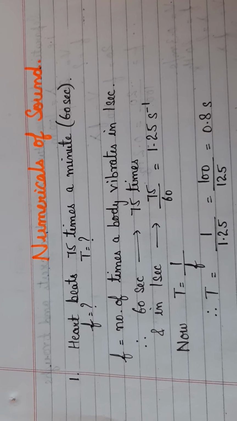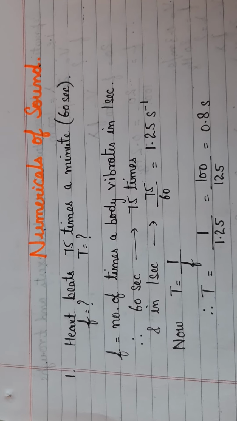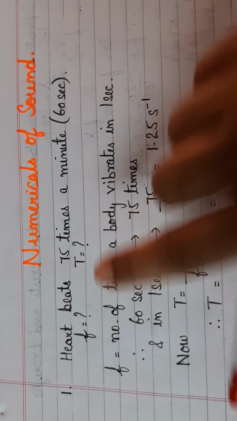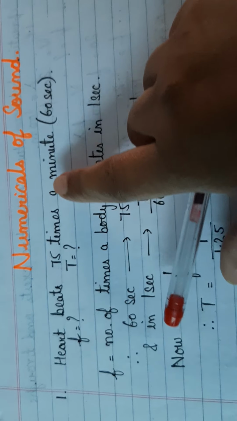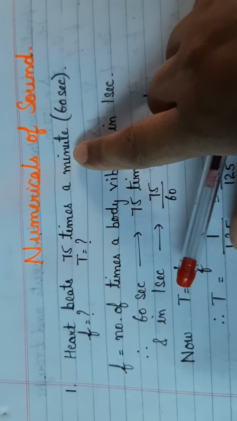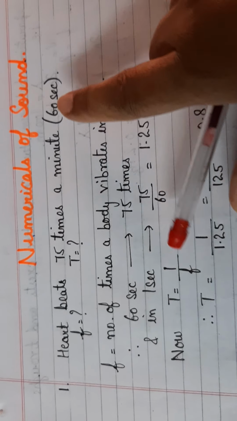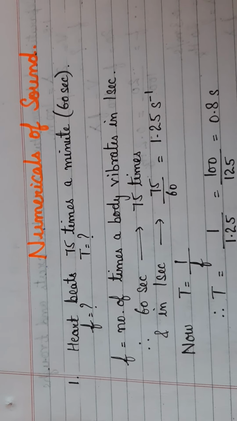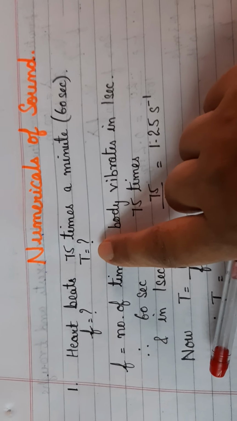The first one: the heart of a man beats 75 times a minute. So it has been given that the heart beats 75 times a minute. And children, you all know that 1 minute means 60 seconds. Okay. What are we supposed to find out? The frequency and the time period.